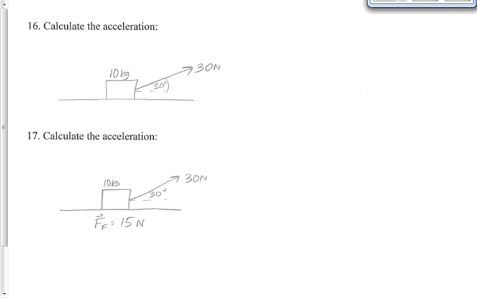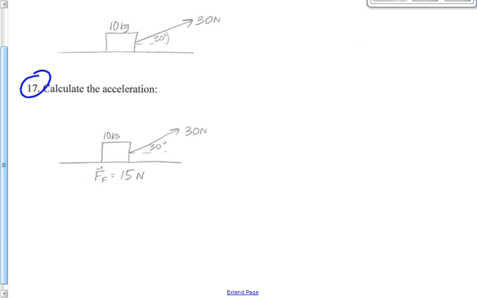Okay, let's take a look at 17 here. Question number 17 involves a 10-kilogram object being pulled at an angle of 30 degrees with a force of 30 newtons, with a force of friction of 50 newtons acting backwards. We know friction is acting backwards because the object is going to move to the right. Friction's got to oppose that motion.